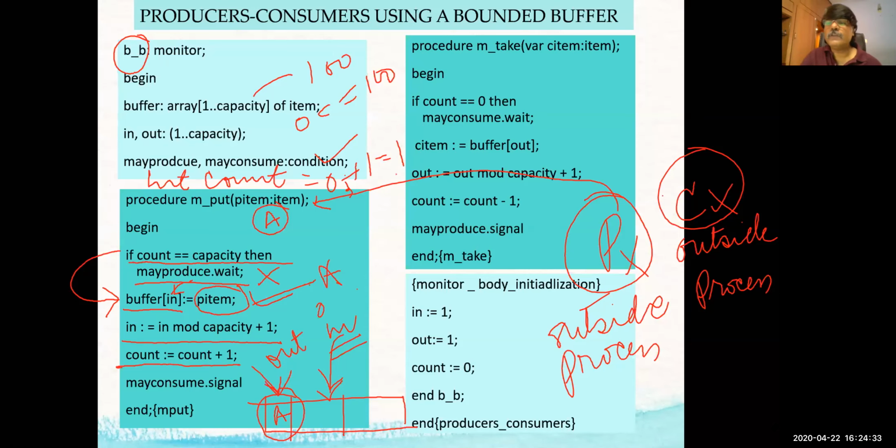If consumer wants to retrieve the information from the buffer, it will call the mtake function. Now what will the mtake function do? It will check whether count is equal to 0. Count is not equal to 0 because count is equal to 1. So the statement after then will not be executed. The control will go to the next line. Now what happens in the next line? Whatever item is there in the out location of the buffer is assigned to the variable C item. So the out location has the information A, and that will be assigned to the variable C item.